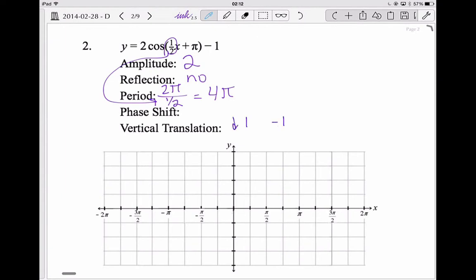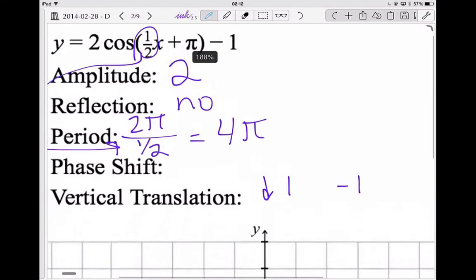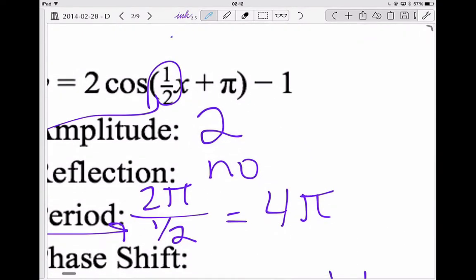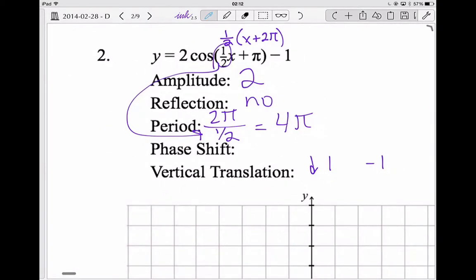And the last thing we've got to do is phase shift. Phase shift is a pain, so factor out that 1/2 and we have x plus 2 pi. So that means that our phase shift is left 2 pi or negative 2 pi.